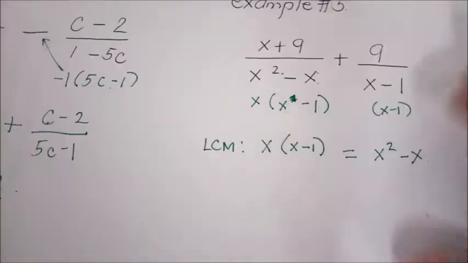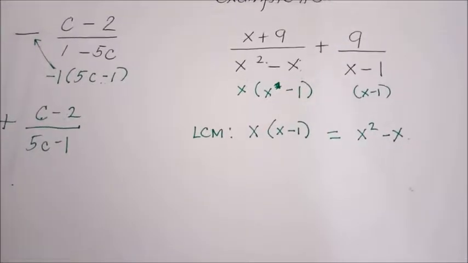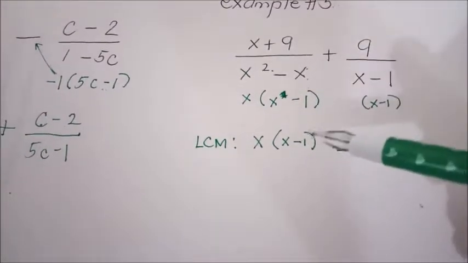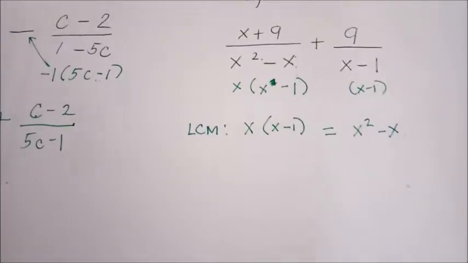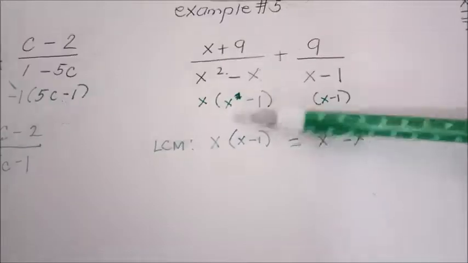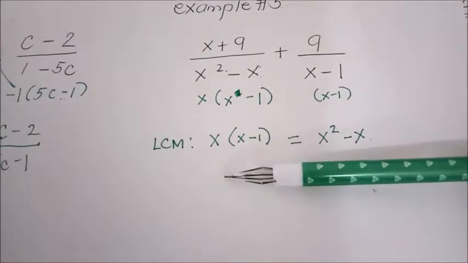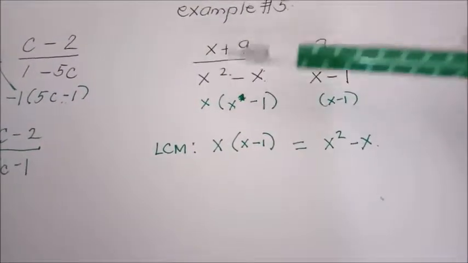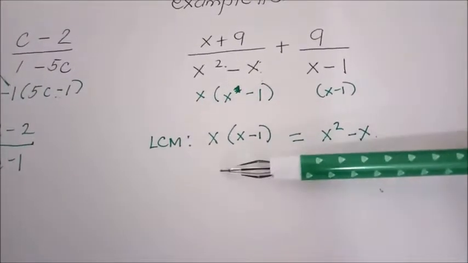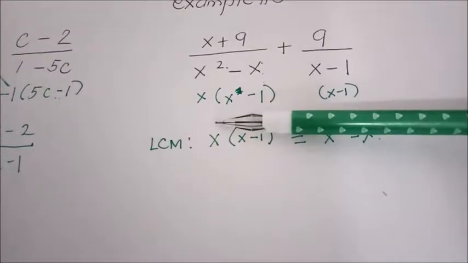Okay, let us now start. I won't draw arrows anymore because you might get confused like in one example, there were so many arrows, no? So, just look at this. You have your LCM. Look at what is here that is not here. That is what you will multiply. What is in x times x minus 1 that is not in x times x minus 1?